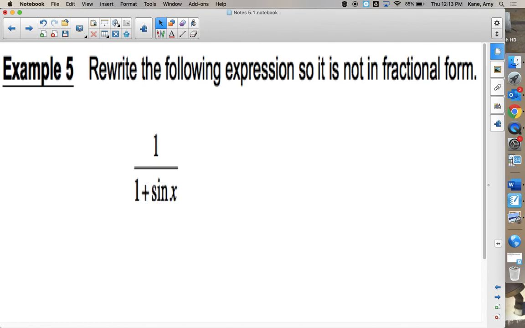Do you remember what that's called? If you have 1 plus something and then you have 1 minus something, what are they called? Is it a conjugate? Yeah, they're conjugates. So Ashley, you were almost there.